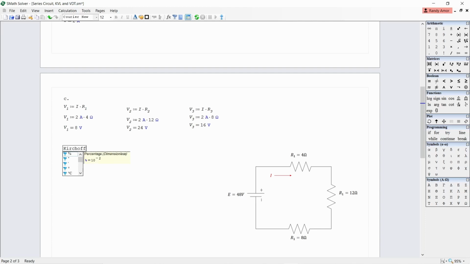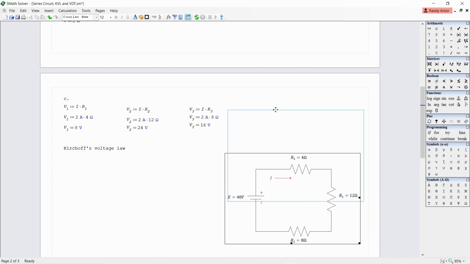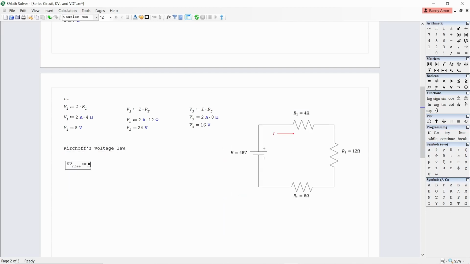Kirchhoff's voltage law states that in any loop, the sum of the voltage rises is equal to the sum of the voltage drops. Or in other words, the sum of the potential differences must be equal to 0. The voltage from the battery is a voltage rise, while the voltage across each resistor is a voltage drop. Therefore, E is equal to V1 plus V2 plus V3, or E minus V1 minus V2 minus V3 equals 0. 48 volts minus 8 volts minus 24 volts minus 16 volts equals 0.